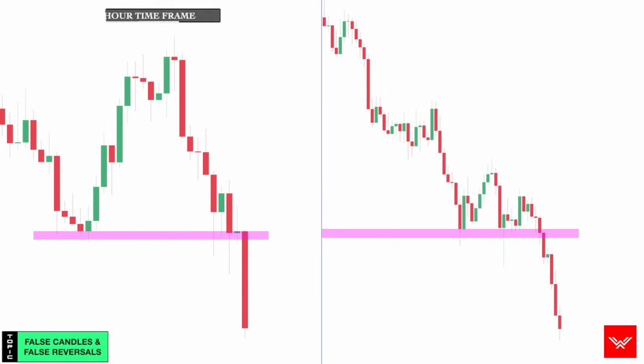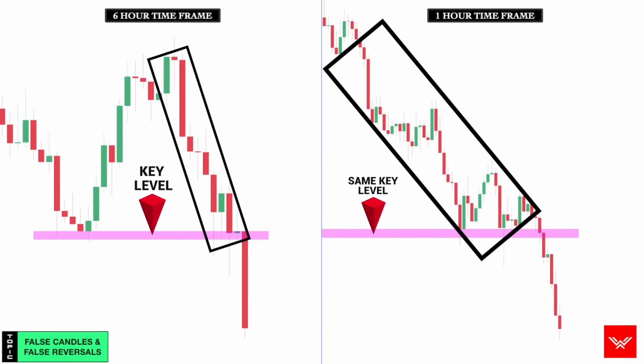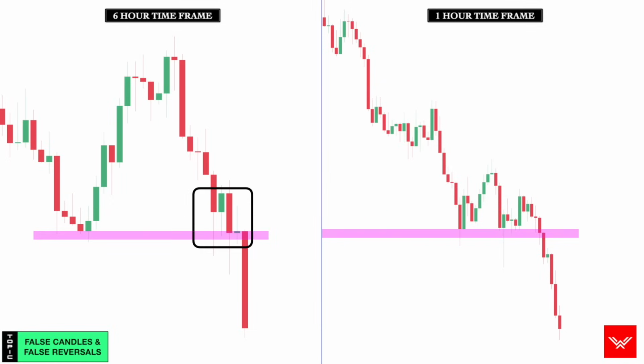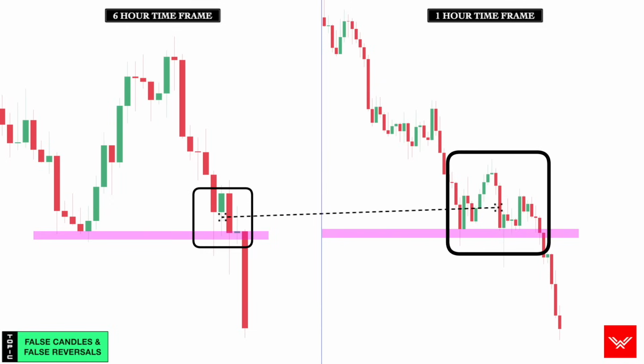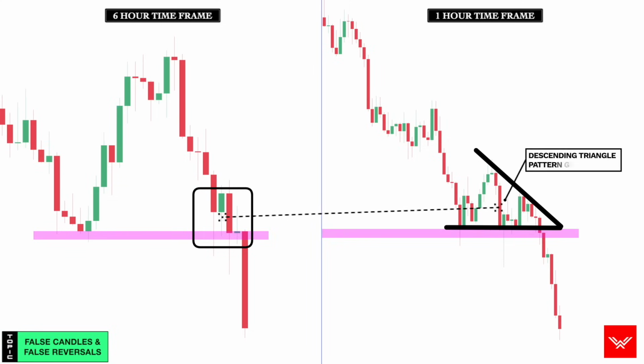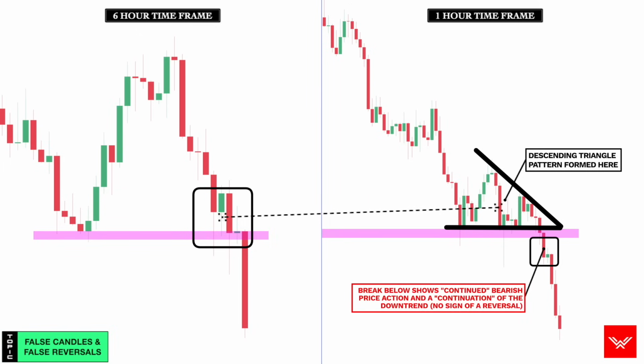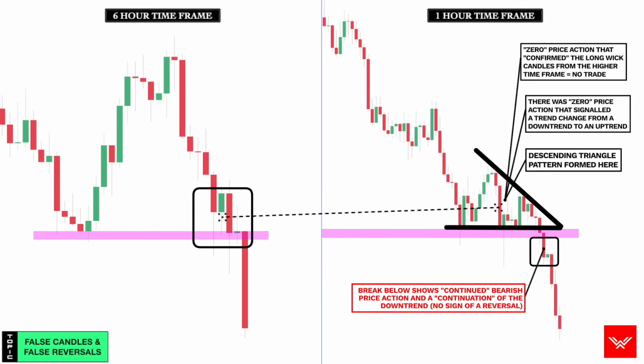Now on the left is the 6 hour time frame we just looked at, and on the right is the same asset but the 1 hour time frame. Same key level, same downtrend. This area here where the candlesticks formed is this same area here. Now, notice how on this lower time frame you had a perfect descending triangle pattern that formed. Price broke below the pattern, which is price action that signals a trend continuation of a downtrend. There was zero price action that signaled a reversal, and zero price action that confirmed the long wick candles from the higher time frame, meaning there was no trade long.